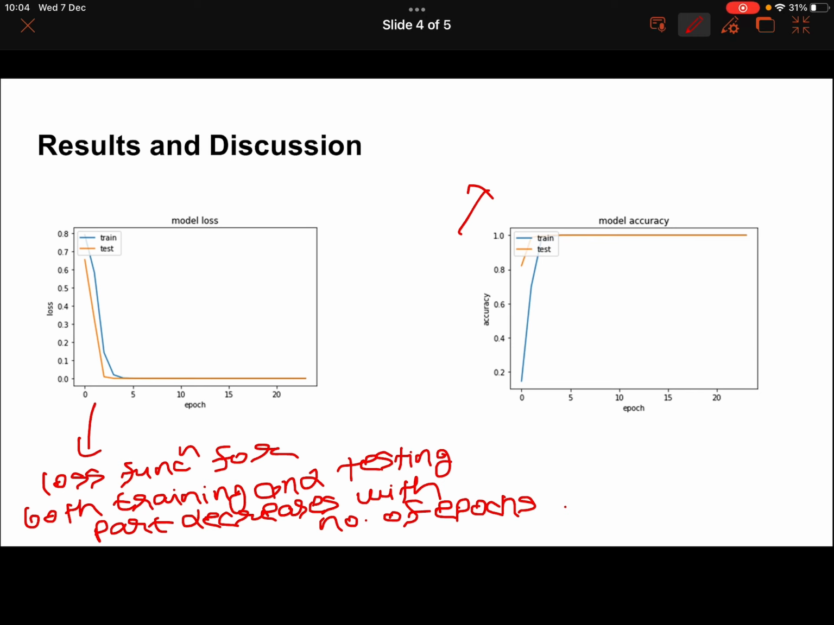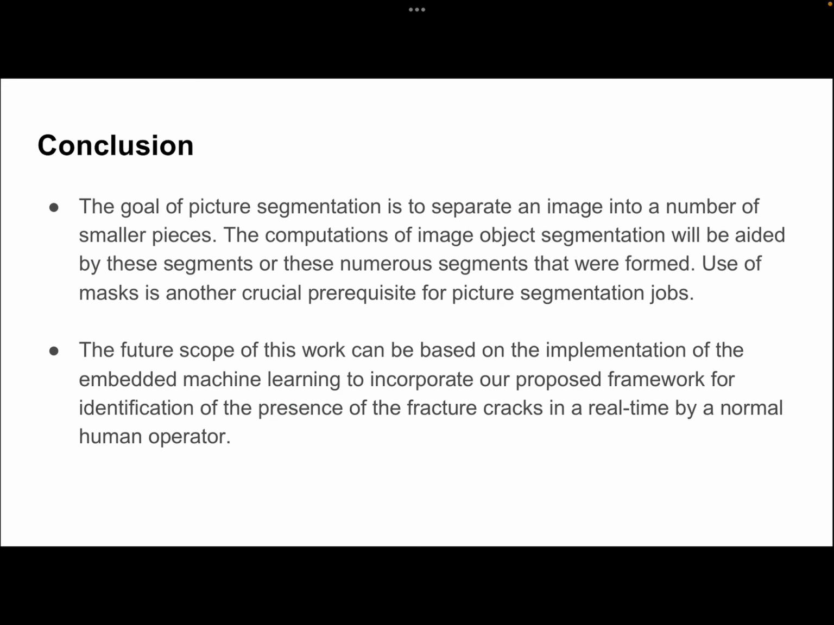Now moving to the conclusion part. By this research work, we have achieved the goal of image segmentation, to separate an image into a number of smaller pieces, and the completion of each object segmentation will be aided by these numerous segments that we have formed.